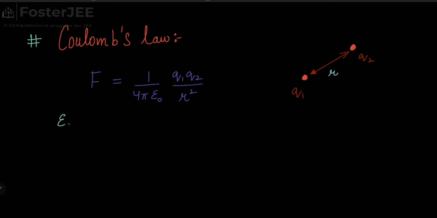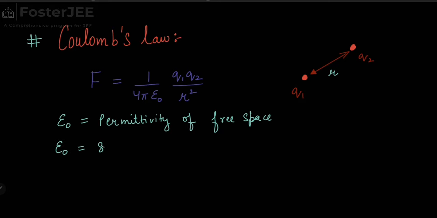Here, epsilon naught is the Greek notation which is called the permittivity of free space. The value of epsilon naught is 8.85 into 10 to the power of minus 12 Coulomb square by Newton meter square.